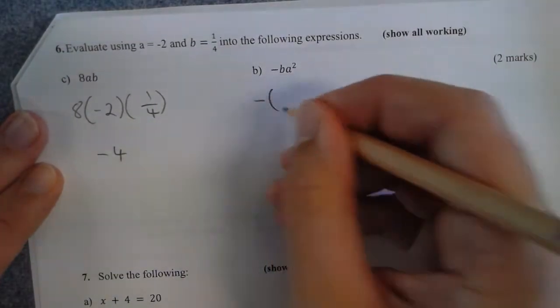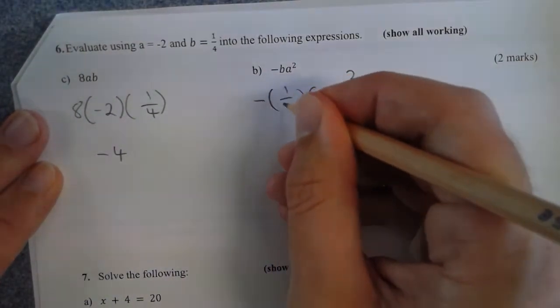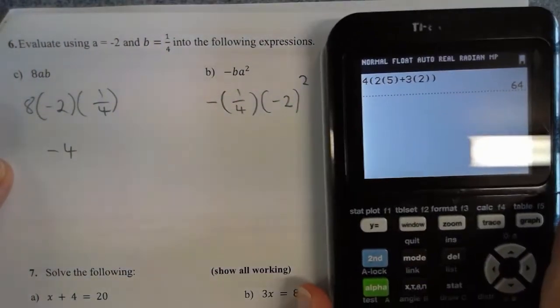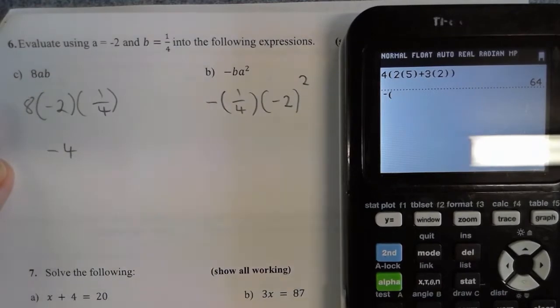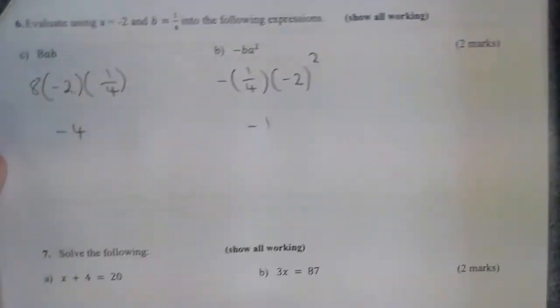Here, so it's minus b a squared. B is 1/4 and a is negative 2. Now to show you, we're going to type that into the calculator exactly the same. So it's negative your 1/4, your negative 2, and it's that one to the power of 2, and that gives us an answer of negative 1.